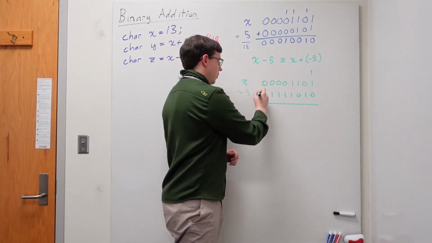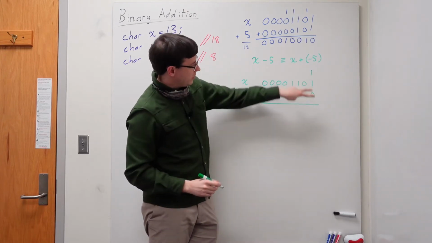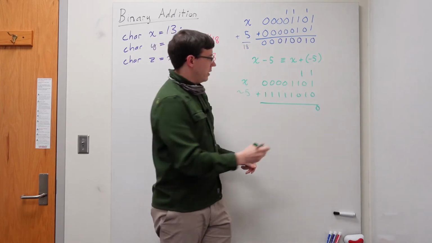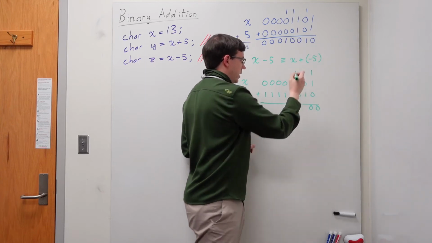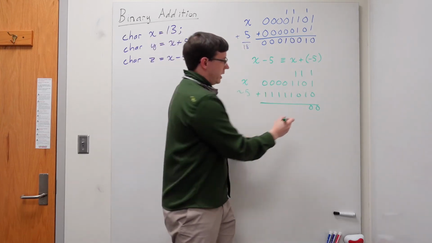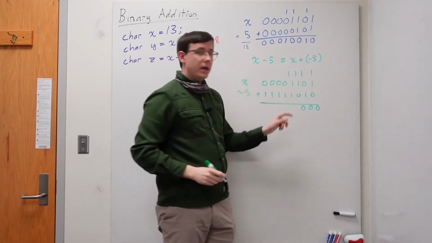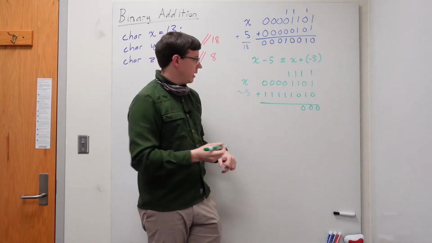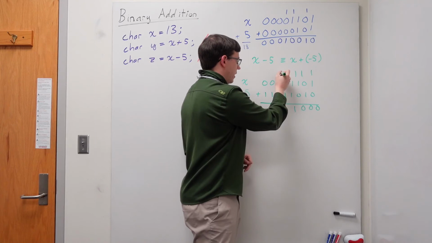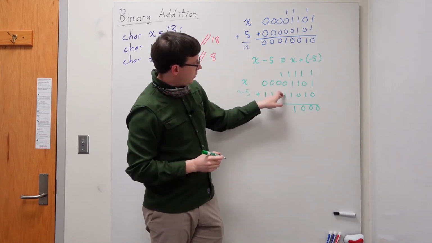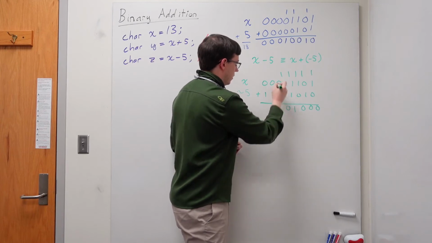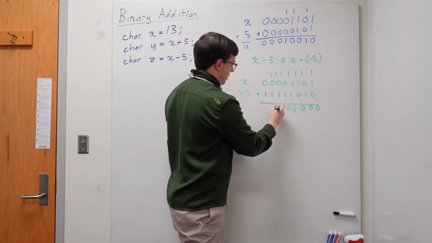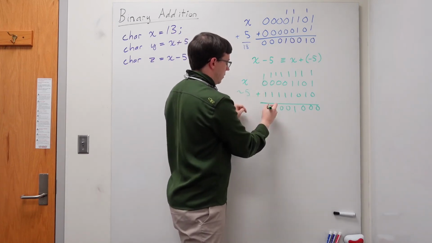So now we perform our addition. 1 plus 1 gives us 2, so we write down the 0 and carry the 1. 1 plus 1, we put a 0, carry the 1. 1 plus 1, we get a 0, carry the 1. Now we're adding 1 plus 1 plus 1, so that's 3, which is 1, 1 in binary, and so we write down a 1 and carry a 1. Now we get 1 plus 1, so 2, 0, carry the 1, 0, carry the 1, 0, carry the 1, 0.